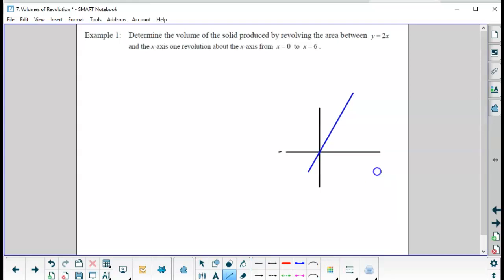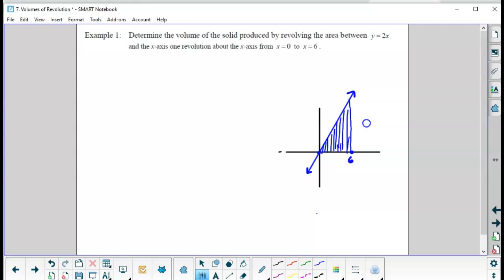So something like that. And we want to go from 0 for x, so from here, and let's say 6 for x is here. All right, and let's just do this. So vertical line from there. Okay, so we want to take this and rotate it, so it's going to be a cone.